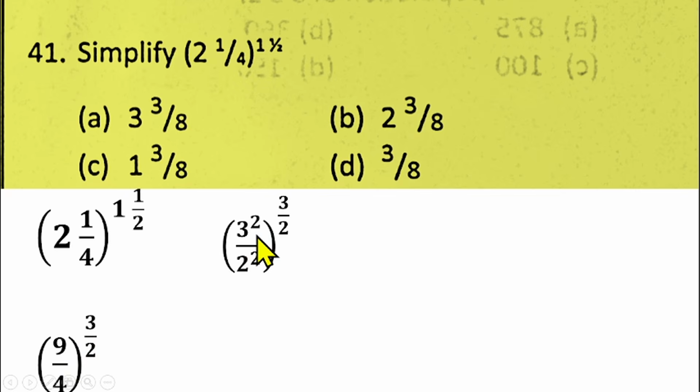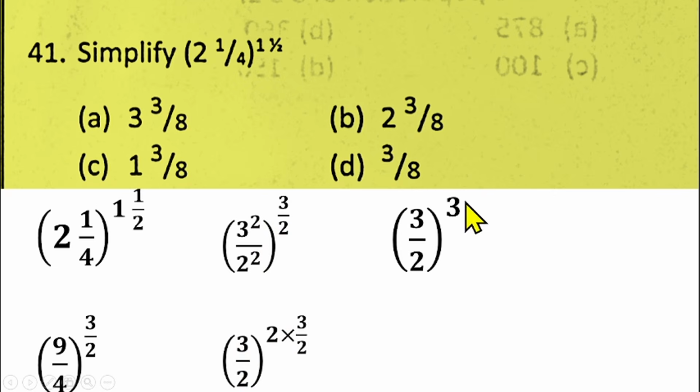9 in index form is 3 raised to the power 2, 4 in index form is 2 raised to the power 2, then raised to the power 3 over 2. Then from there, this power will multiply the power of the numerator and the power of the denominator. Or better still, you can factorize since they have the same power. The power can come out, so you have 3 over 2 raised to the power 2 times 3 over 2. So we take care of 2 here. We have 3 over 2 raised to the power 3. So that gives us 3 raised to the power 3 over 2 raised to the power 3, and that gives us 27 over 8, which is synonymous to 3 whole number 3 over 8. And that will be option A for question number 41.